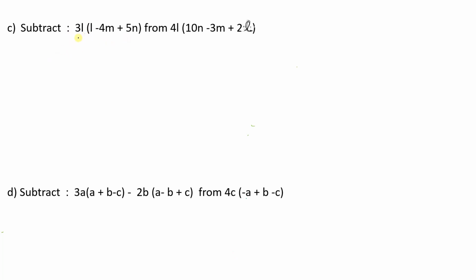Subtract. So first you need to simplify these two expressions and then subtract the first expression from the second one. So now let us multiply this. 3l into l minus 4m plus 5n. 3 into l is l square minus 3 into, okay, let me do it individually.